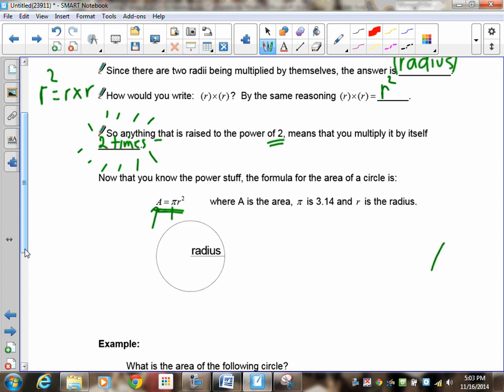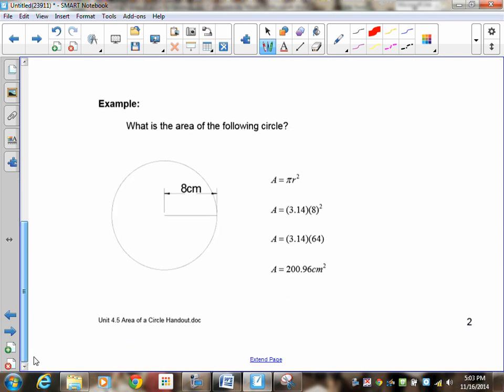Okay, so let's take a look at a question. We have a radius here. Remember, radius is halfway across. Diameter would be all the way across, right? We're not given diameter here. We're given radius, so we don't have to worry about any converting here. And we're taking a look at the area of the following circle.